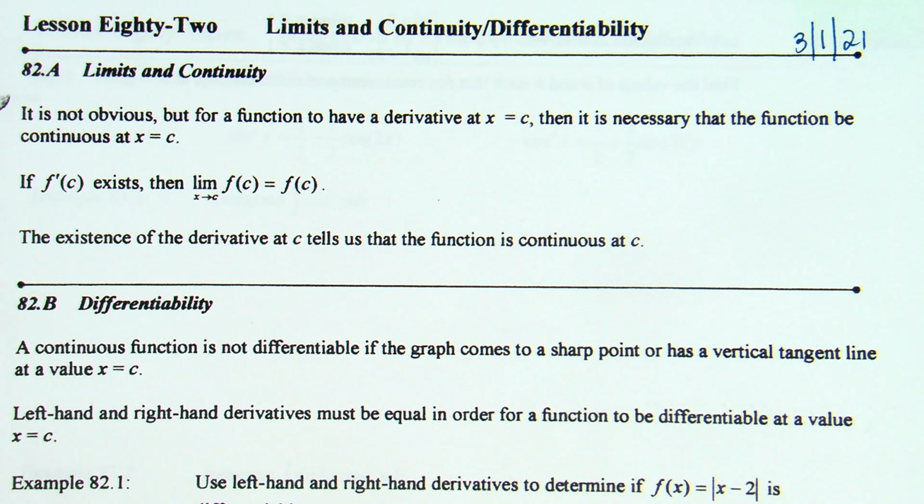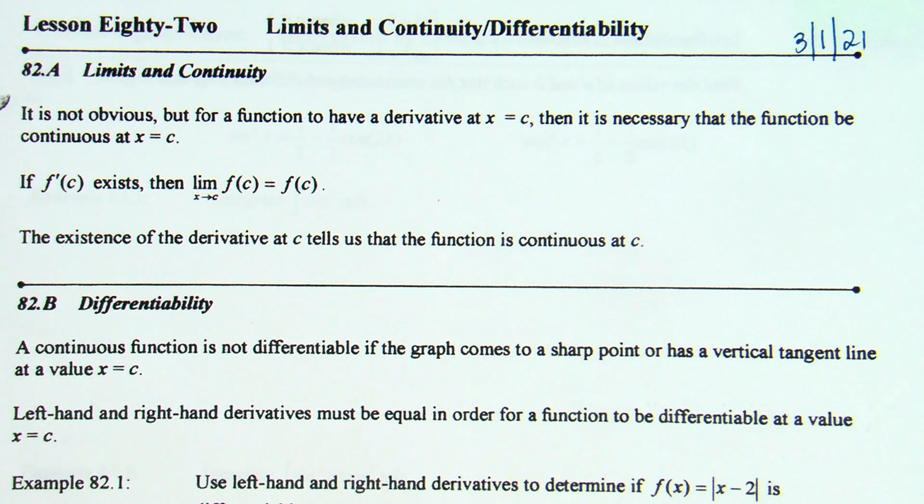Stating here, it is not obvious, but for a function to have a derivative at x equals c, it is necessary that the function be continuous at x equals c. We've talked about that a little bit, but the idea is that in order for there to be a derivative, the function has to be continuous. It has to be a smooth, continuous curve, and if that is the case, then it is what I would call differentiable, where you can take the derivative.